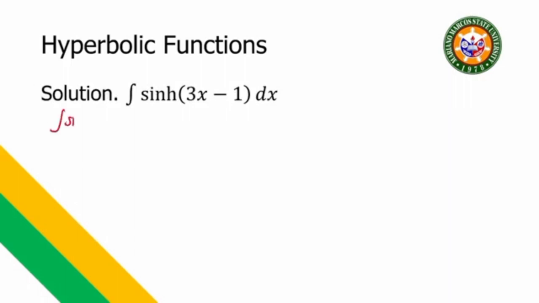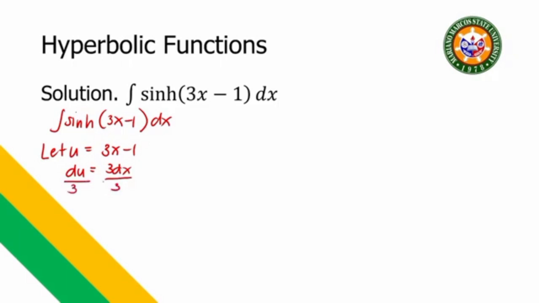Integral of hyperbolic sine of 3x minus 1 dx. So, this one, we will let u be equal to 3x minus 1. If we differentiate both sides, du will be equal to 3 dx. Next is, we will substitute or dividing both sides muna by 3 para mas madali tayong mag-substitute para hindi nakakalito. So, du over 3 will be equal to dx. So, cancel itong 3, both sides. So, du over 3 will be dx.